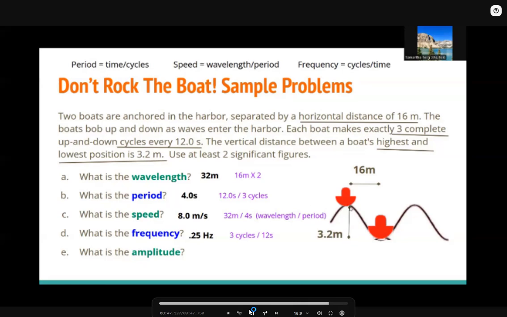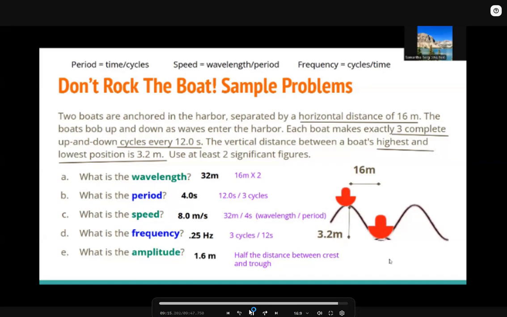But keep in mind, that distance is not our amplitude. I need half of this distance, right? We've got to go from a resting position. So what I'm going to do is divide this number by 2 to get the actual amplitude. So I take 3.2 and I cut it in half. So 3.2 divided by 2 gives me an answer of 1.6 meters. And that is how you solve these problems.